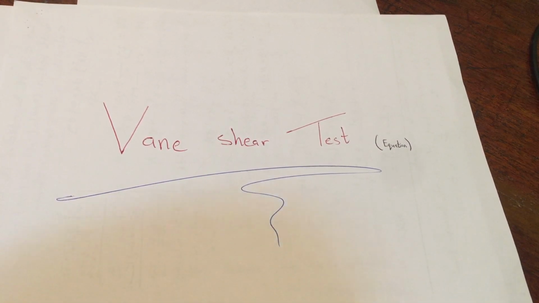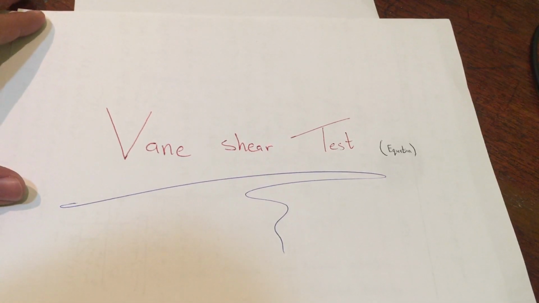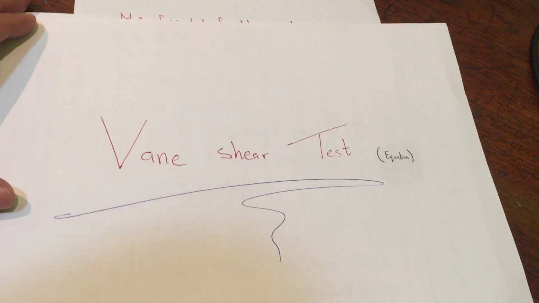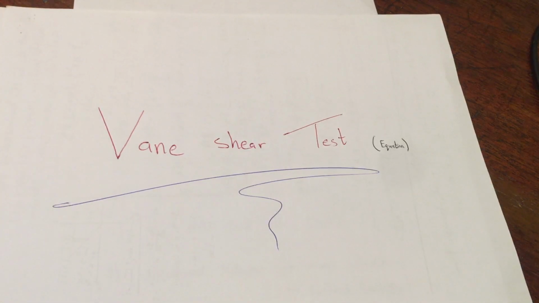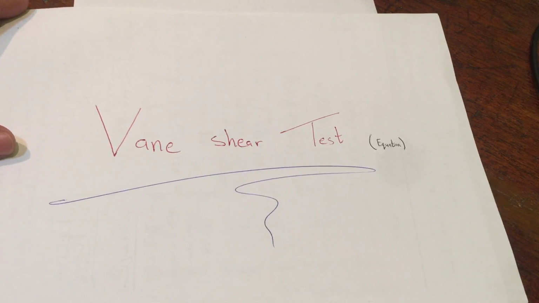Hi, today we are going to derive the equation for Vane Shear test. As we know, Vane Shear test is a test to get the strength of soil. And any test will be more interesting when you know the concept of it, when you know how to derive the equation and where the equation came from. So let's start with our Vane Shear test equation.